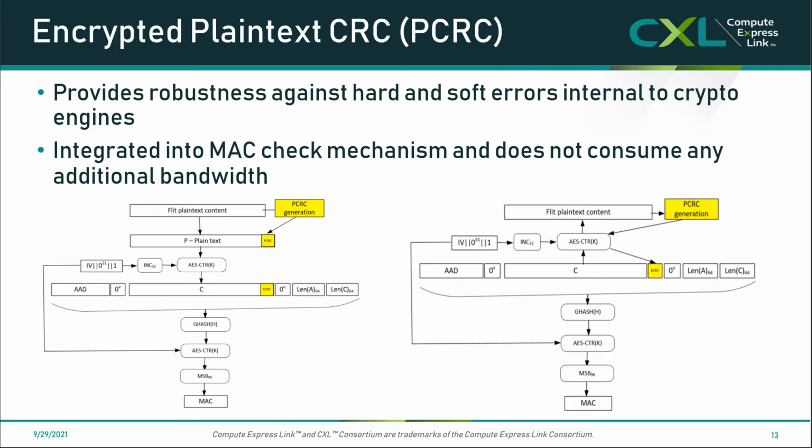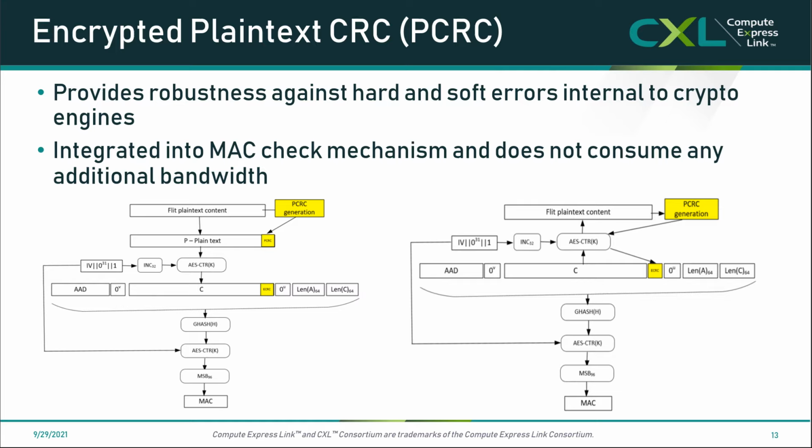In the case of CXL.io, you would actually send the ciphertext and the encrypted plaintext CRC to the receiver. In the case of CXL.cache and CXL.mem IDE, there are really no bits to send the encrypted plaintext CRC, so from a protocol perspective, these bits cannot be sent. It also turns out that if you don't send the encrypted plaintext CRC, you actually save on bandwidth because you're not sending the additional bits on the link.